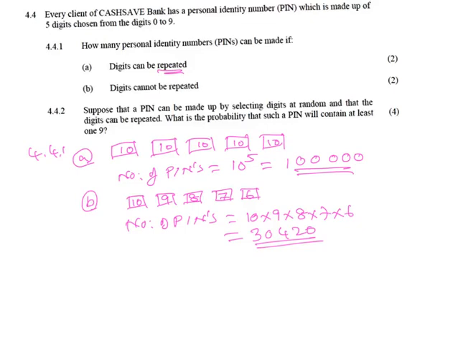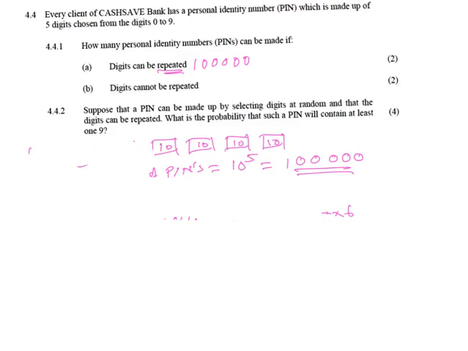There's one more question here. Suppose a pin is made by selecting digits at random, and the digits can be repeated. What is the probability such a pin will contain at least one 9? I think I should believe my intuition. My intuition was to write these answers here. So let me write them here, because it is repeated. Allow me to wipe the remaining of them.